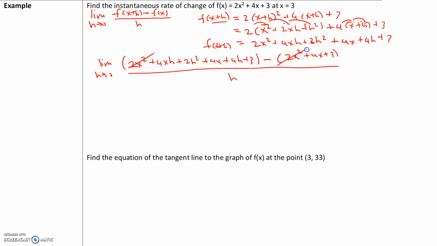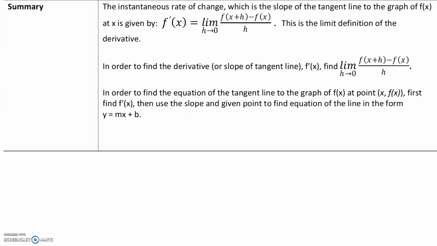So 2x squared minus 2x squared is 0. We have 4x minus 4x is 0. We have 3 minus 3, that's 0. So what do we have left? We have limit as h approaches 0 of 4xh on the numerator plus 2h squared plus 4h, and all of that is over h. So we have limit as h approaches 0 of 4x, that's gone. h squared over h is 2h, and then 4h over h is 4.